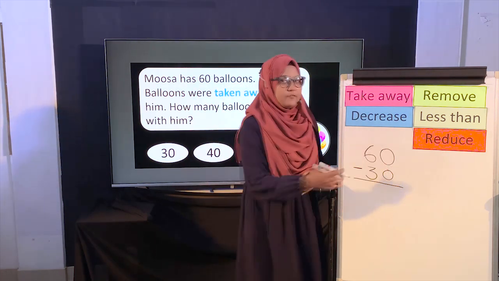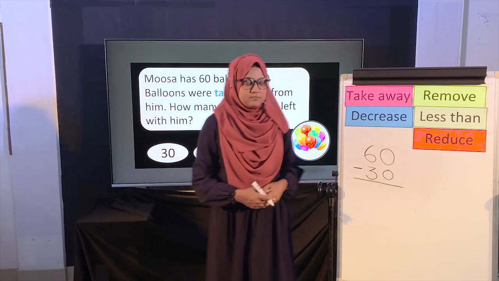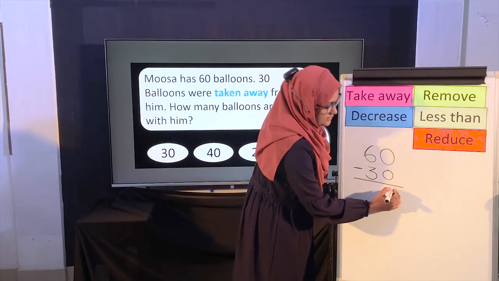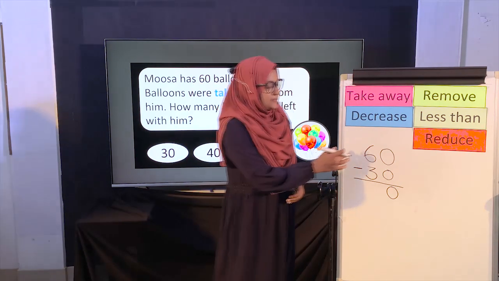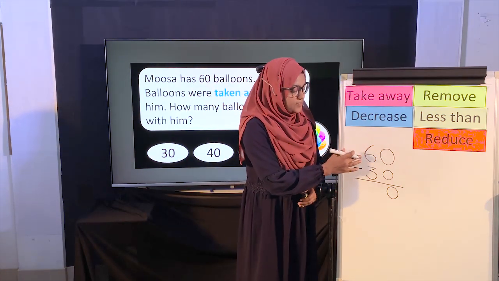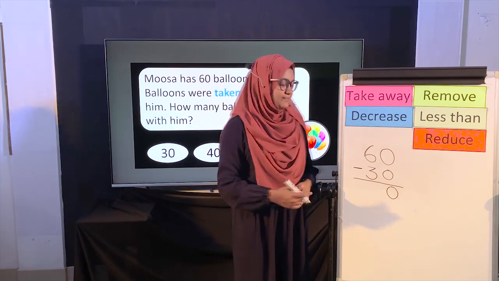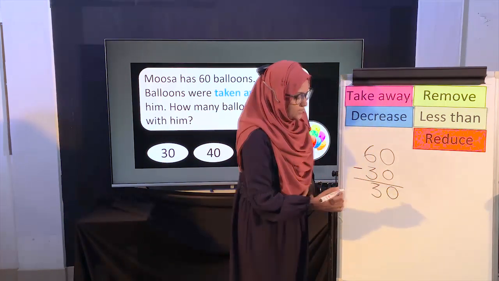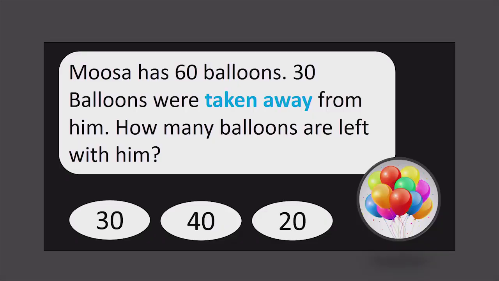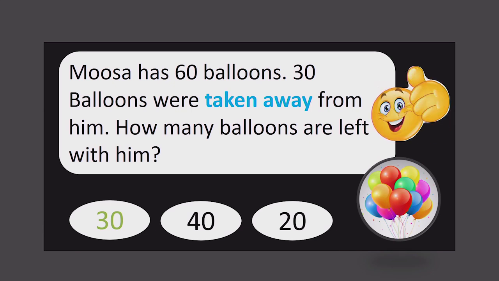Always we have to start from the units place. 0 minus 0 equals 0. Correct. Next, the tens place. We have 6 minus 3. So what is the answer? It is 3. So 60 minus 30 equals 30. So if your answer was 30, then you are absolutely correct.